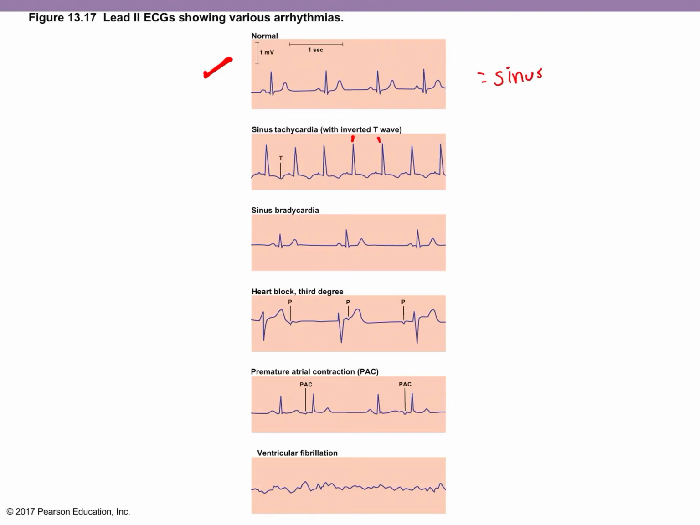So this is normal. This is going to be your sinus rhythm. Okay. And tachycardia is a faster than normal heartbeat. So sinus tachycardia is seen here. Sinus bradycardia is a slower than normal heartbeat. So tachycardia is normal, right? If you're excited, or if something's very stressful, your heart rate can rise.